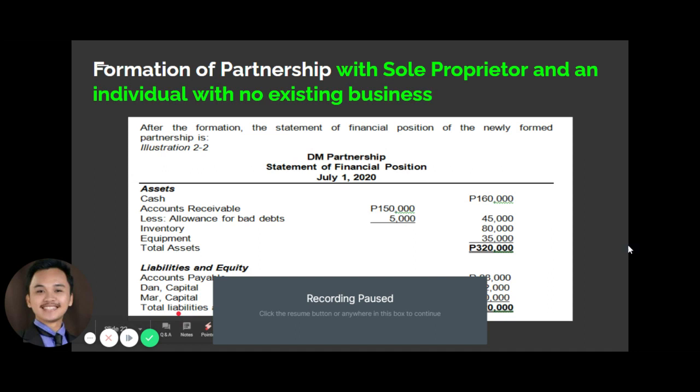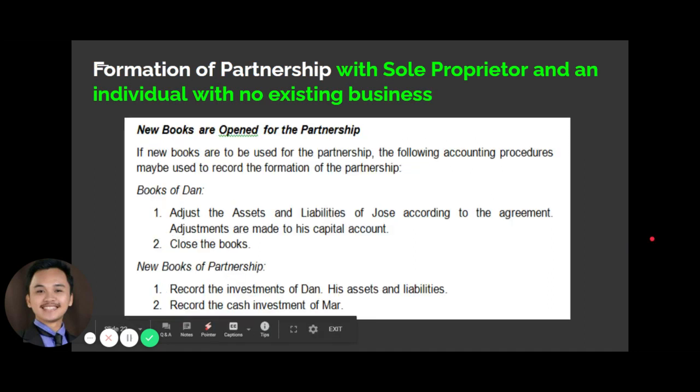Okay, let's proceed with the next one. So we have the formation of a partnership, still with a sole proprietor and an individual with no existing business. But here, new books are opened for the partnership.